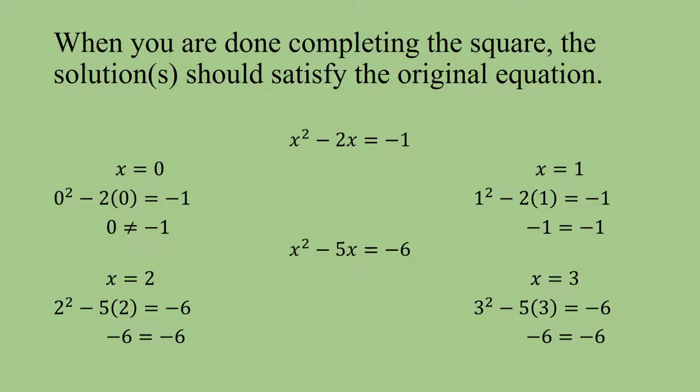On the other hand, when 1 was put in for x, the equation becomes negative 1 equals negative 1, which is true. According to Western Texas A&M in December 2009, there might be 2 solutions to a quadratic equation. As shown for the equation x squared minus 5x equals negative 6, 2 and 3 are both solutions because they make the equation become negative 6 equals negative 6.